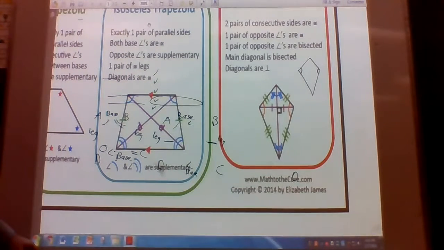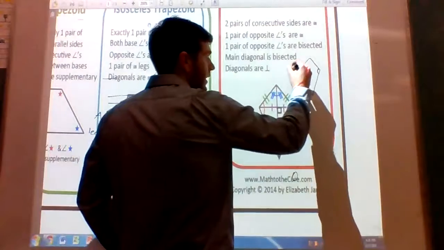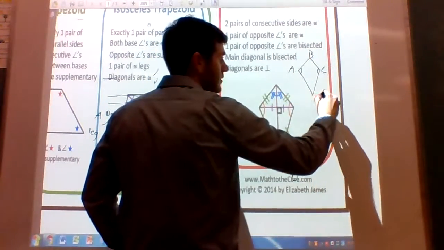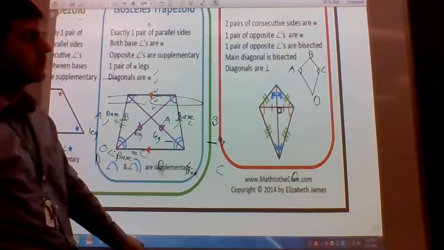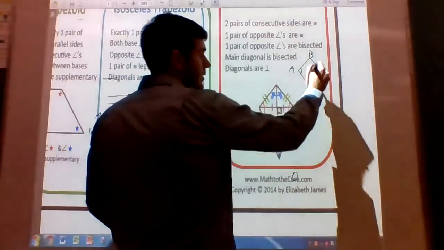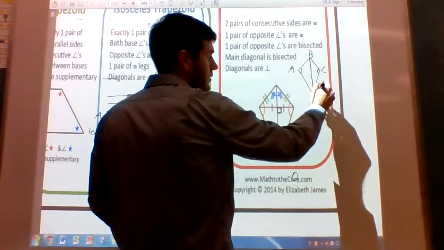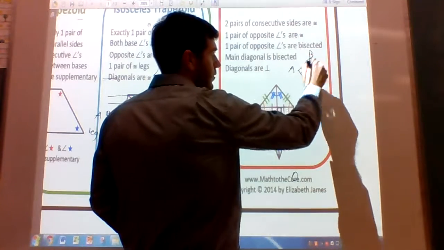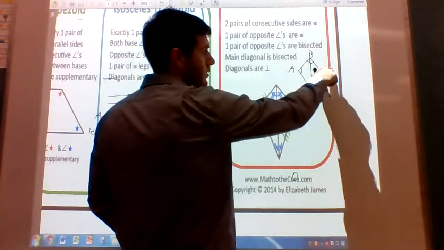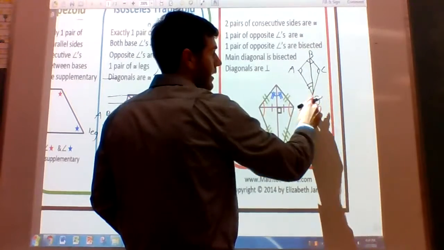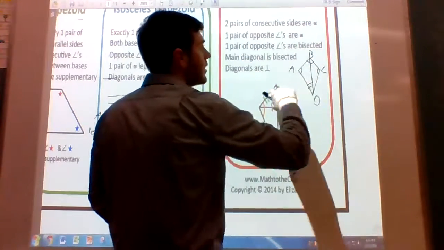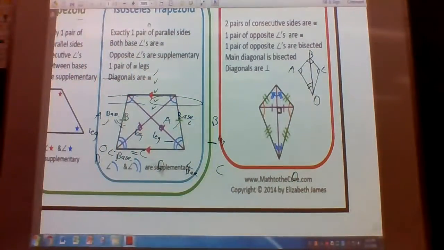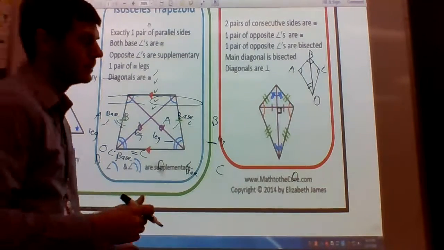Okay, and then it says one pair of opposite angles are bisected. So again, this is A, B, C, and D. A and C are going to be the opposite angles that are congruent, and that's going to be our opposite two vertices where you're going to have a bisector. So angle ABD is going to be congruent to angle CBD, and then angle ADB is going to be congruent to angle CDB.